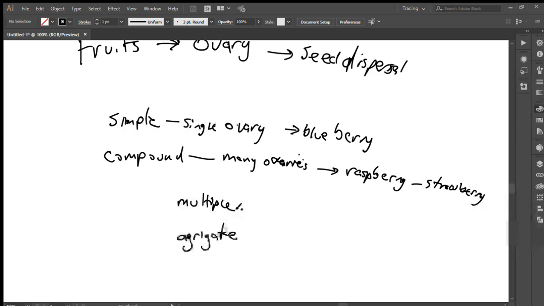Multiple fruits, multiple ovaries, but you can tell they're multiple. A raspberry is an example of a multiple fruit. You see lots of little fruits all stuck together to form your raspberry.